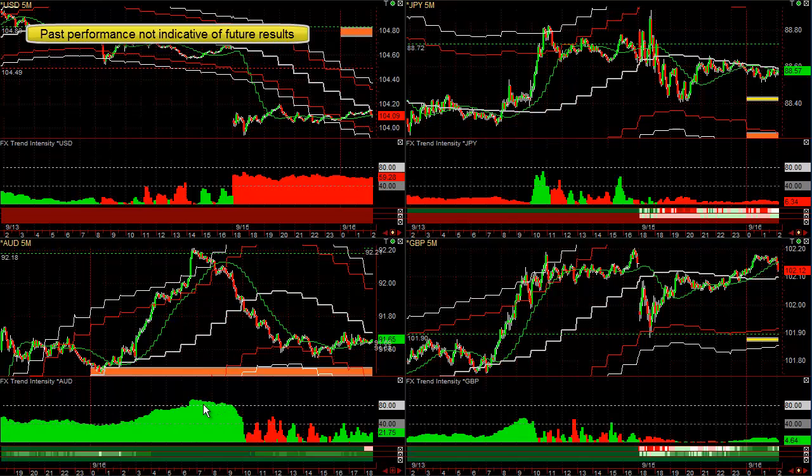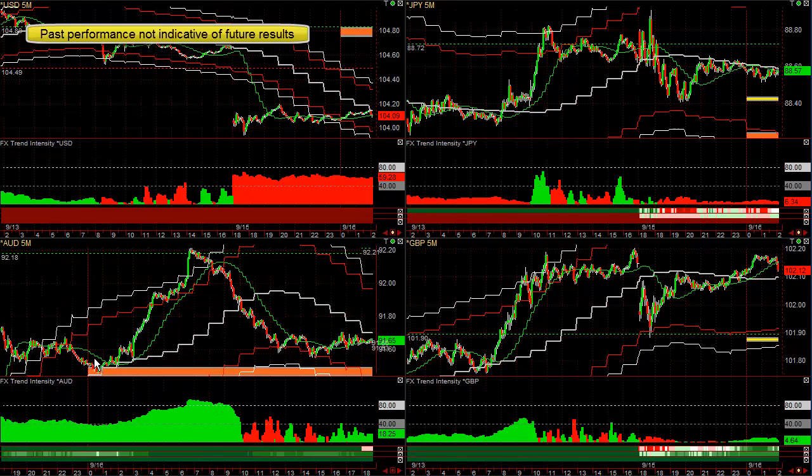Totally different situation. Here you can see the Australian is super strong. It's finding support at the hourly moving average. It's finding support at the previous week's most actively traded price. And you can see the FX trend intensity off the chart, strength is up. The daily, weekly, monthly trend is up, whereas the dollar clearly is all down at this time of the day.